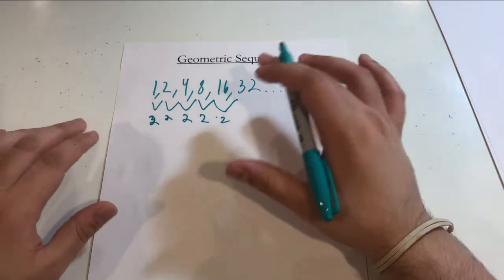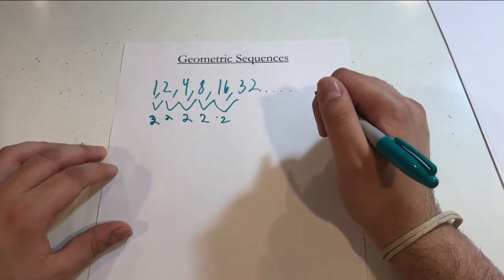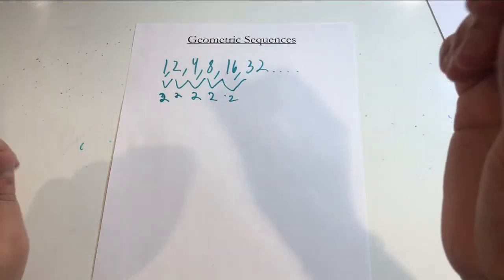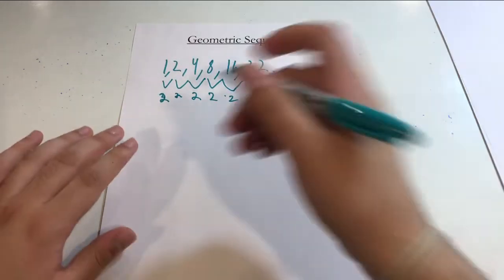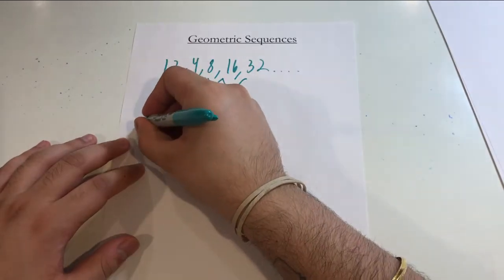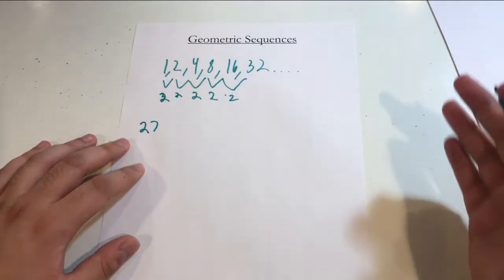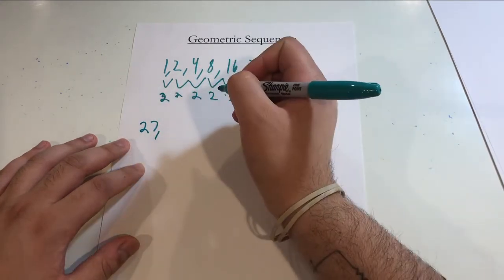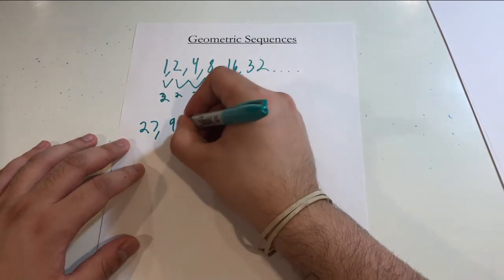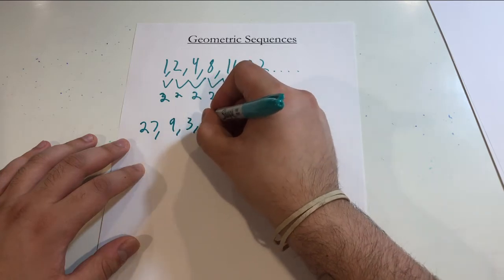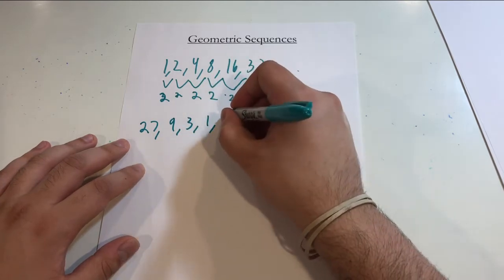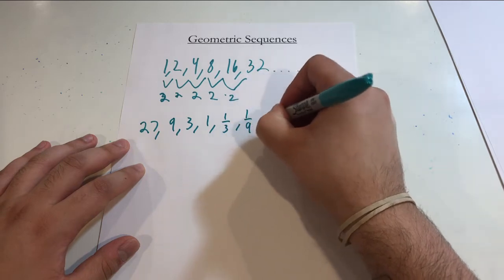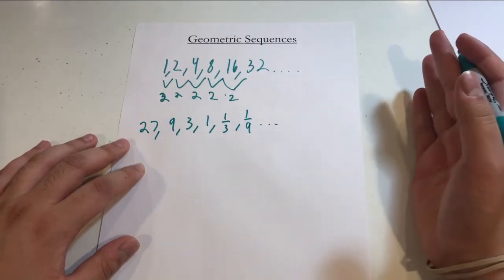Now, let's look at another example of a geometric sequence. Let's start at 27. And let's say instead of increasing numbers, I'm decreasing numbers. So I go to 27, then I go to 9, then I go to 3, then I go to 1, then I go to 1 over 3, 1 over 9, and that continues on forever.